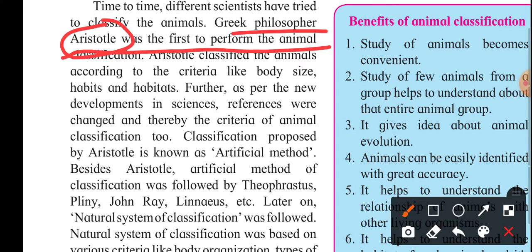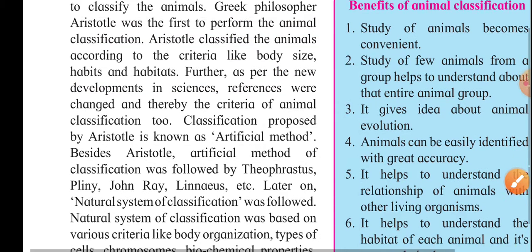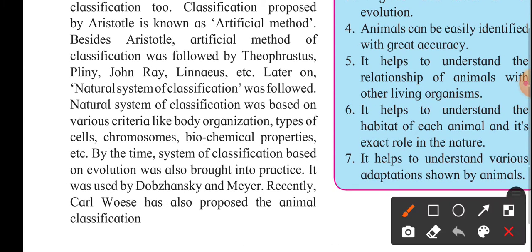Then various criteria were followed, different criteria like body size, habitats, meaning where they live. Further, as per the new developments in science, the references were changed, because at the beginning when Aristotle had started to classify the animals, he considered this kind of things. But as the science progressed, different considerations were taken to classify the animals into different categories. Now the classification proposed by Aristotle is known as the artificial method. Besides Aristotle, the artificial method of classification was followed by Theophrastus, Pliny, John Ray, Linnaeus, etc.